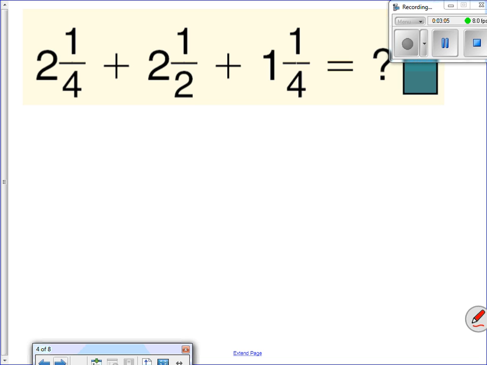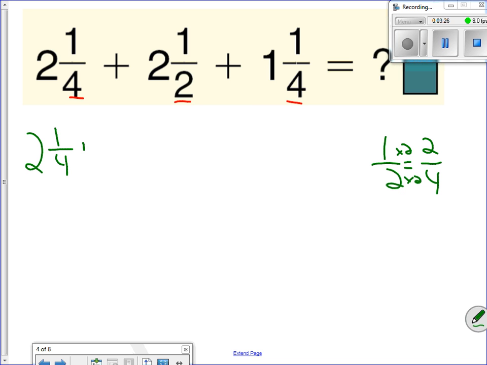Here we're adding up 3 different fractions, okay? It's pretty simple. All we have to do is follow one rule, common denominator. So let's take a look here. We have a 4, we have a 2, and we have a 4. They all go into the number 4. So I'm going to be changing 1/2 into a fraction with a 4 in it. Going times 2 gives me 2/4. I'm going to rewrite my problem here. 2 1/4 plus 2 2/4 plus 1 1/4.